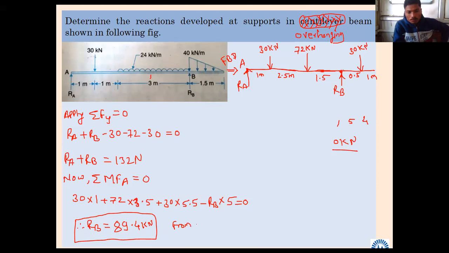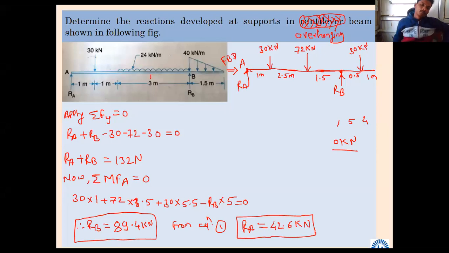From equation 1, RA. Directly tell me, what is RA? 42.6. Is this correct? Yes, sir. Just check.